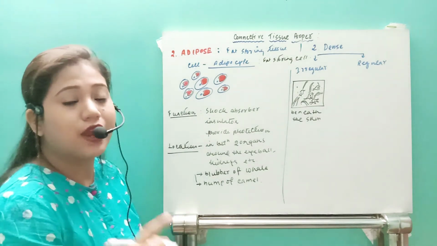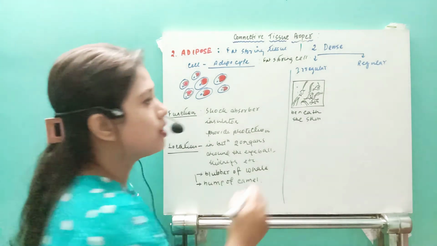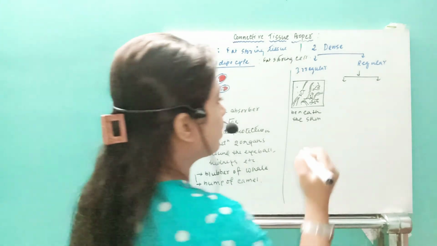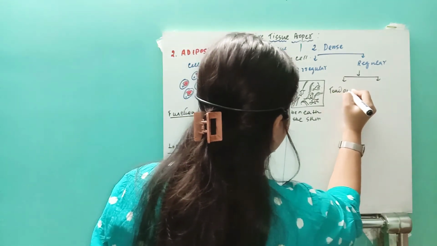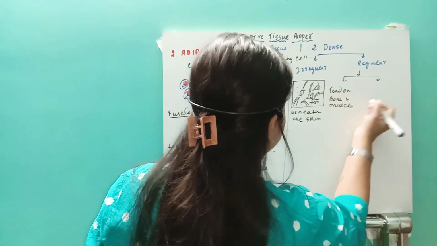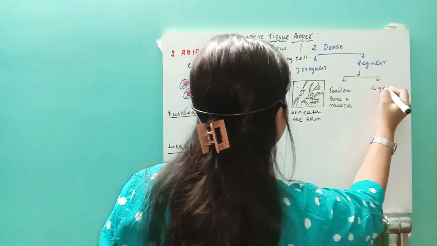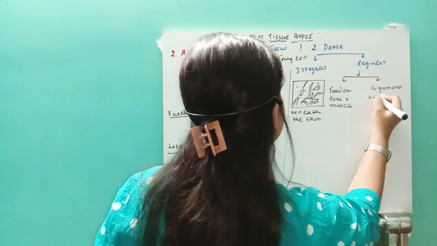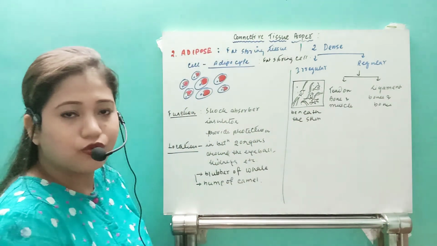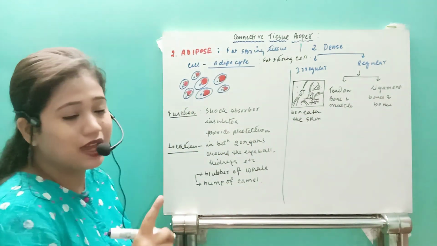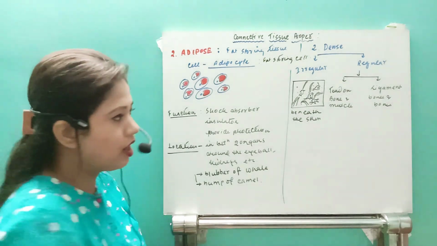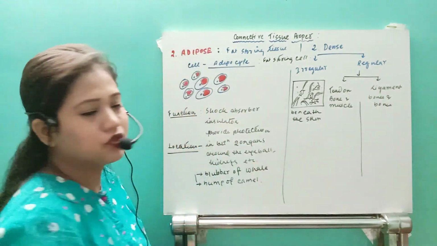If it comes to the regular type of connective tissue, I told you that this regular connective tissue will be of two types. What are they? One is the tendon, which is found in between bone and muscle, and the second one is the ligament. Where is it found? It is found in between the two bones. Okay, now if it comes to this dense regular connective tissue, then tendon and ligament will be different from each other. I will tell you the differences between these two.